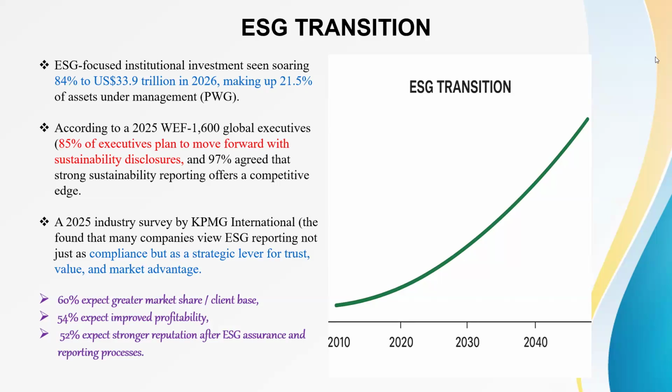And in a 2025 industry survey by KPMG International, they found that many companies view ESG reporting not just as compliance, but as a strategy lever for trust, value, and market advantage. 60% expect greater market share and client base, and of companies that are involved in ESG reporting, 54% expect improved profitability, and 52% expect stronger reputation after the ESG assurance and reporting procedure.